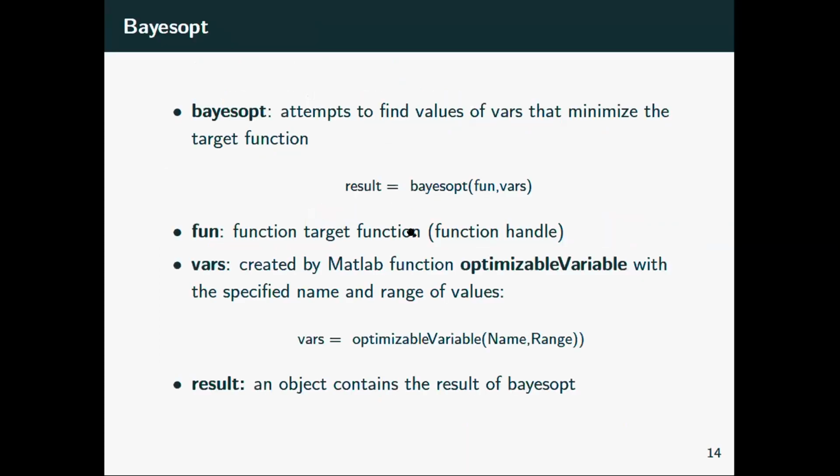So the last part of this tutorial is about how to use the MATLAB Bayesian optimization toolbox to search for the global minimum of the underlying functions. Luckily, MATLAB packs all of this into the bayesopt function, which takes a function handle and a variable as arguments and outputs an object that contains the result. Its input is fun, which stands for the target function. It is a function handle, and the variable here is defined by the optimizableVariable function. This is a function in the MATLAB Bayesian optimization toolbox.